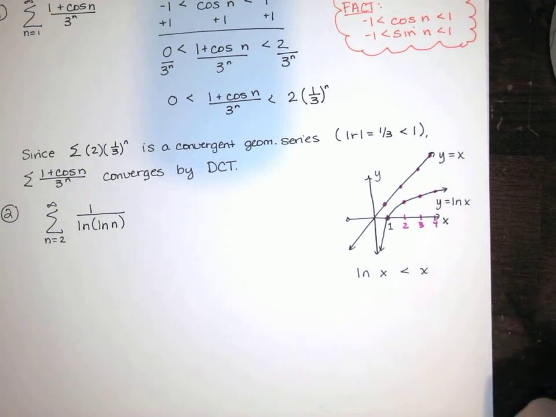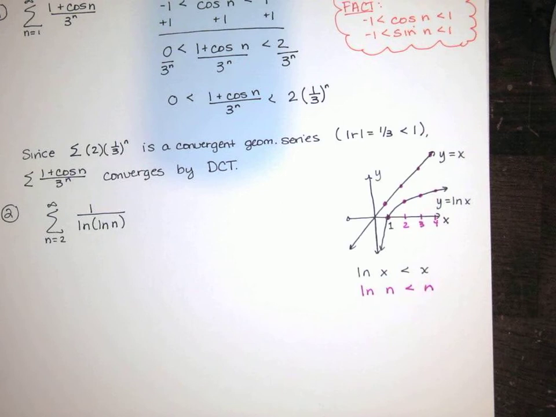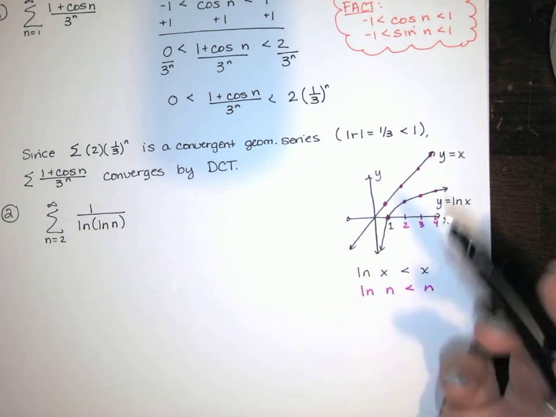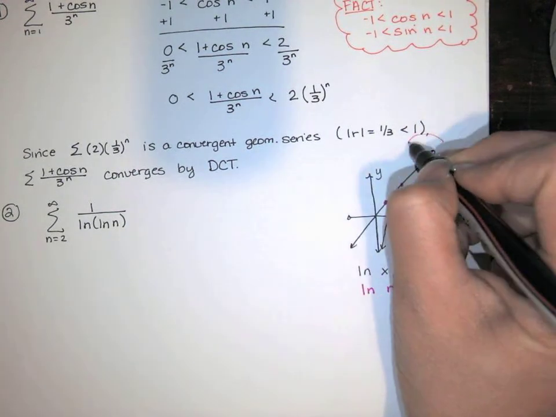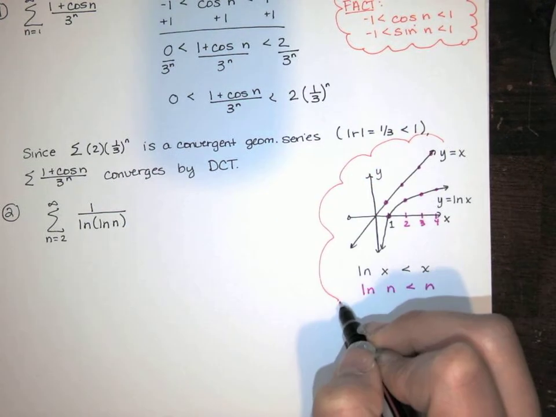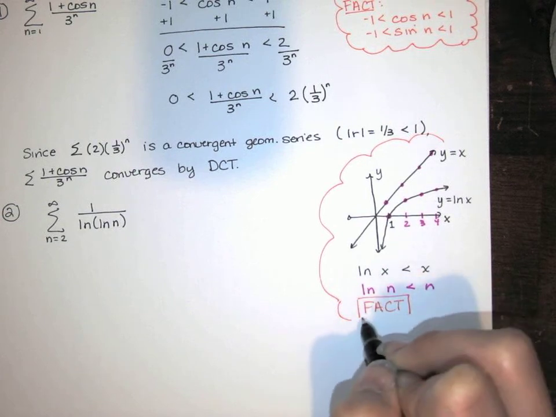So if natural log of x is less than x, then I can automatically say natural log of n is less than n. Because those n's are just special cases of those x values. X could be any real number. We're just saying those n's are natural numbers. Okay, so you might say, well, what does that have to do with anything? It has a lot to do with this particular series. So this is just another fact that we have.